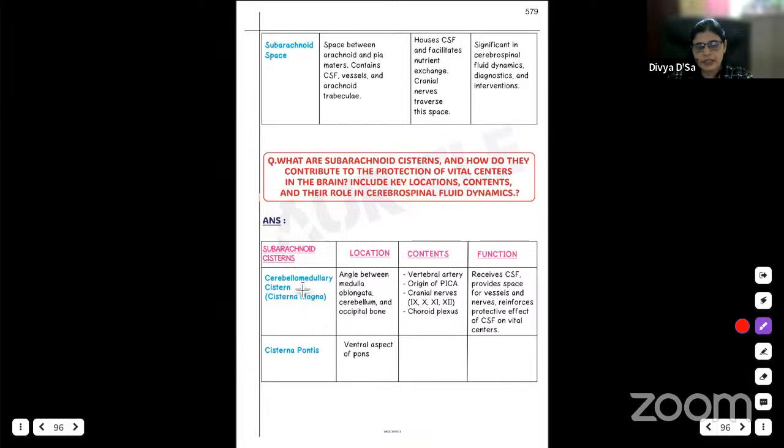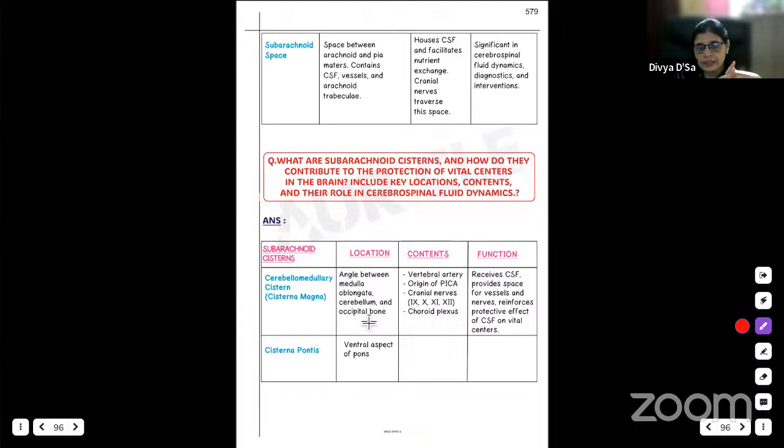So we have the cerebellomedullary cistern and cisterna pontis. So this is the cerebellomedullary cistern, right? It is the angle between the medulla oblongata, cerebellum, and the occipital bone. At that point, the subarachnoid space becomes a little wider. That is why we call it a cistern. Cistern means that big vessel in which, in earlier times, they used to heat water for bathing. That big vessel we call a cistern.